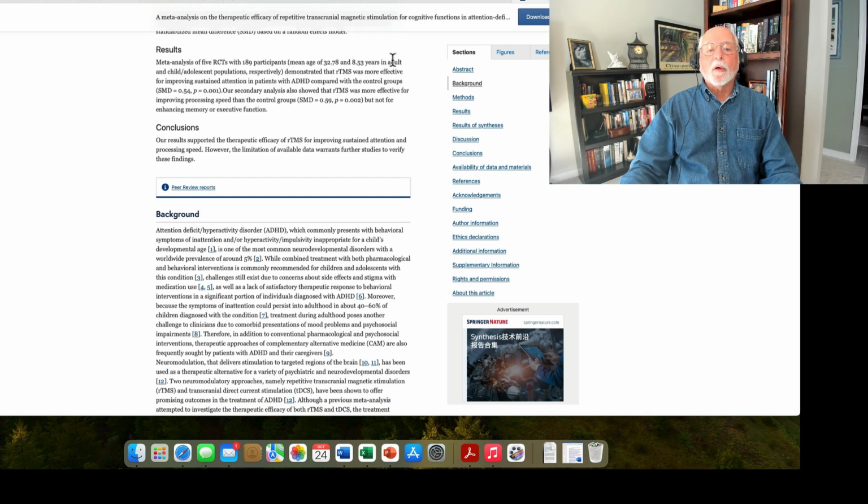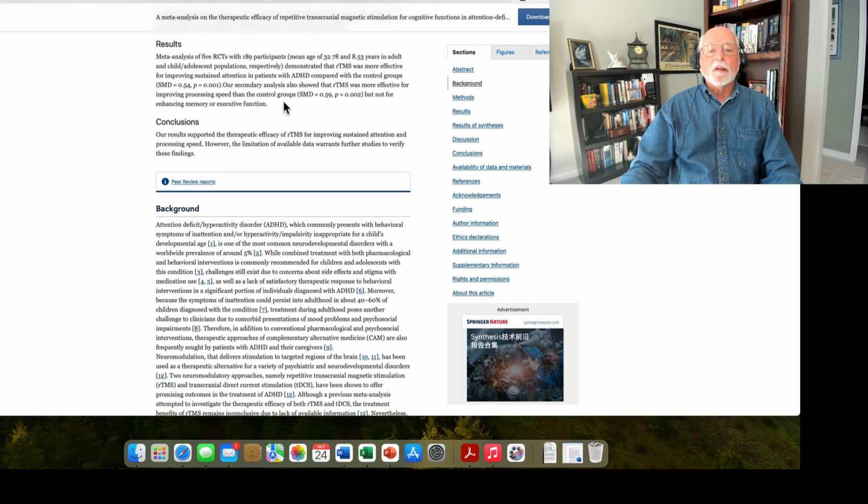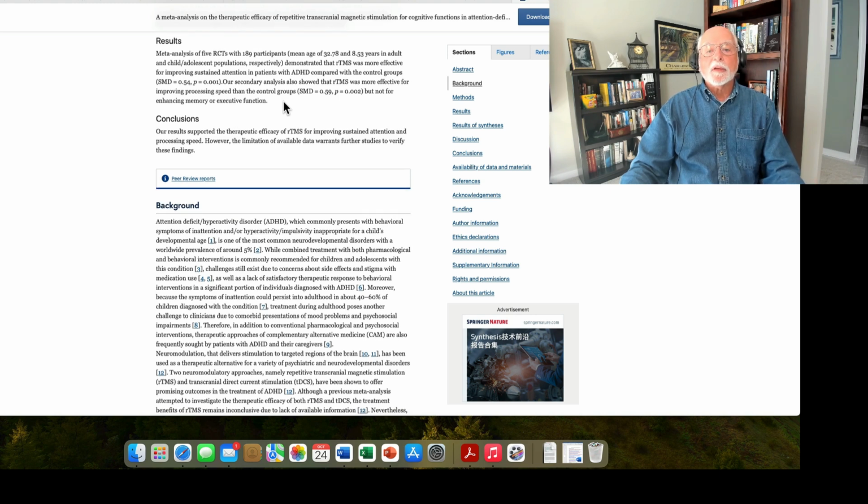And what they found overall is that repetitive TMS, as it's called, was more effective at improving sustained attention on tests with those with ADHD compared to the control groups that did not get the treatment. They did some secondary analyses and found that this repetitive TMS treatment seemed to be more effective at improving processing speed on psychological tests, but was not effective in enhancing working memory or executive functioning or other tests. So a very limited impact of this treatment on these measures.